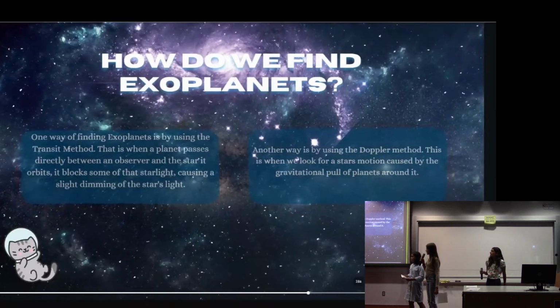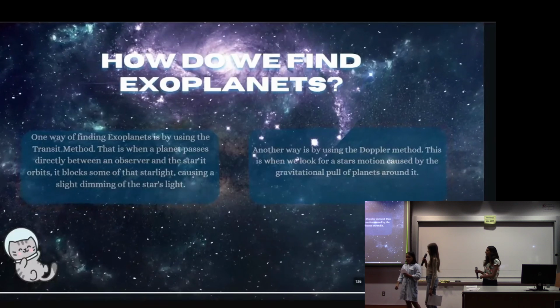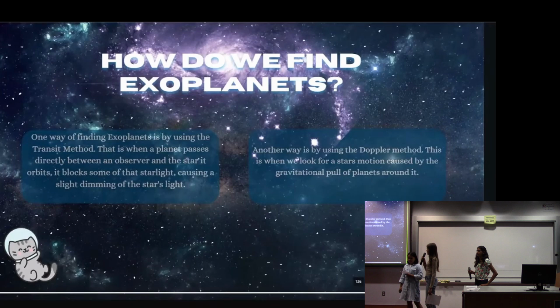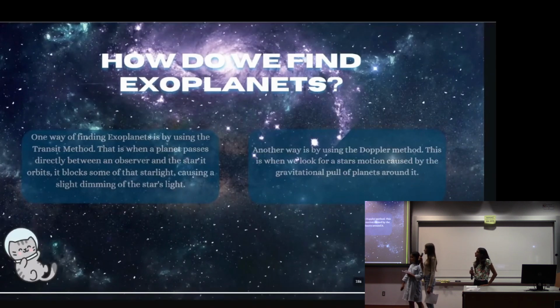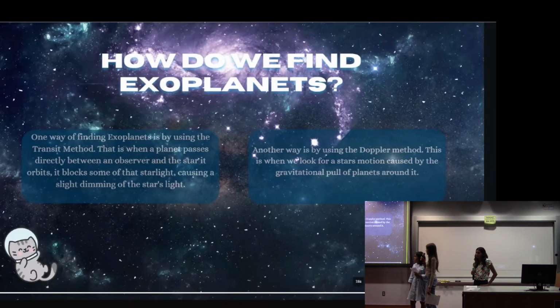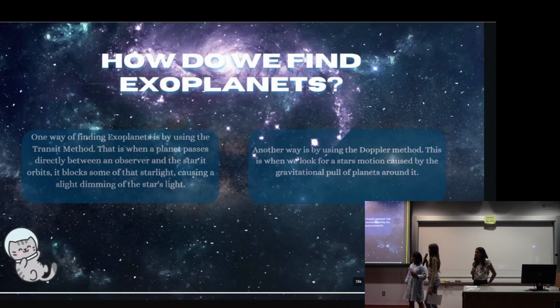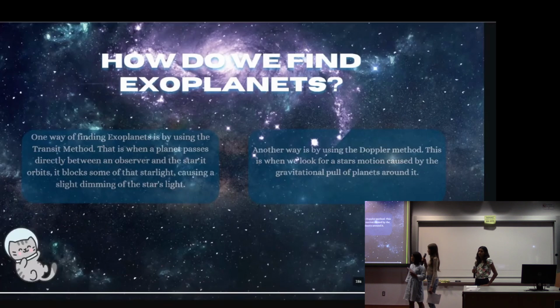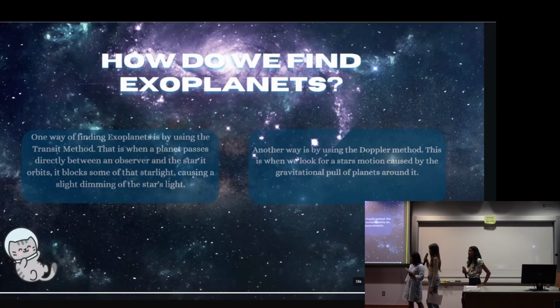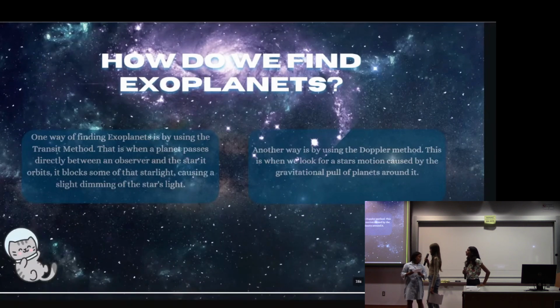How do we find exoplanets? One way of finding exoplanets is by using the transit method. That is when a planet passes directly between an observer and the star it orbits. It blocks some of that starlight, causing a slight dimming of the star's light. Another way is by using the Doppler method. This is when we look for a star's motion caused by the gravitational pull of planets around it.